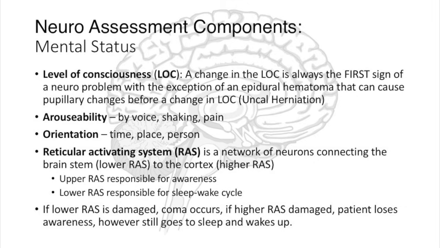The reticular activating system is important to understand. It's actually a network of neurons connecting the brainstem to the cortex. So it's two parts, the lower and the higher. Both need to be intact for consciousness to be achieved. If one or the other is damaged, you're going to have a lower level of consciousness.